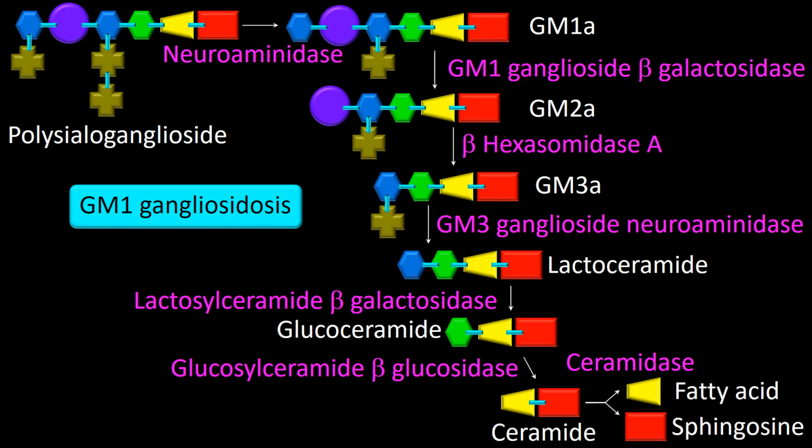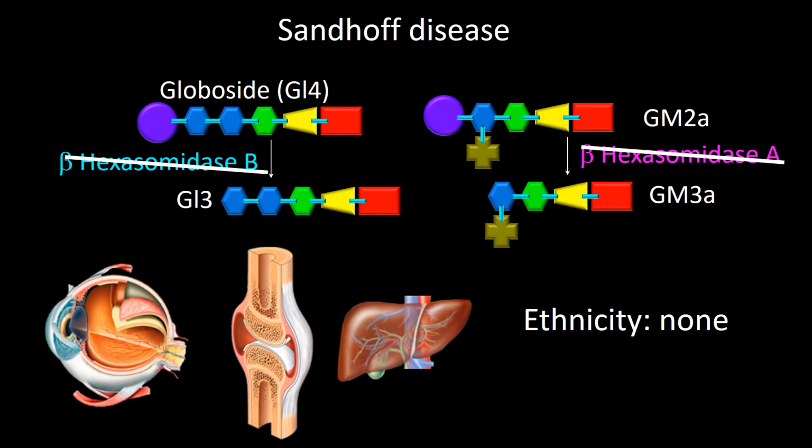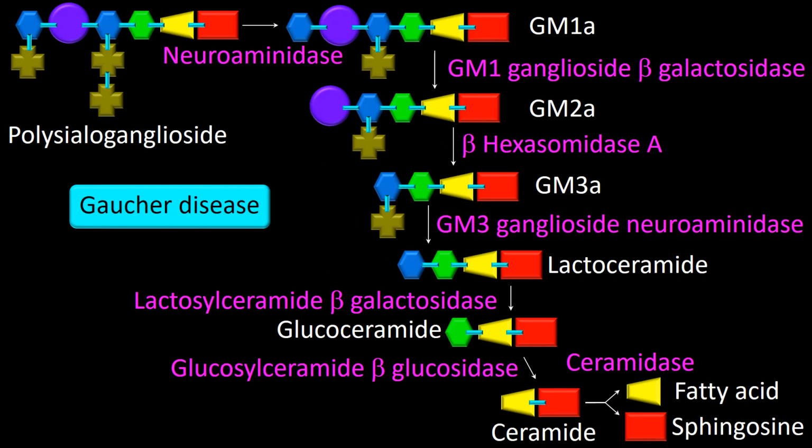One is GM1 gangliosidosis. As you know, GM1 gangliosidosis is due to GM1 ganglioside beta-galactosidase deficiency. The second condition is Tay-Sachs disease. Tay-Sachs disease is due to beta-hexosaminidase A deficiency. The third condition, Sandhoff disease. In this condition, beta-hexosaminidase A and B are affected. The fourth one is new, Gaucher's disease. The enzyme affected is glucosylceramide beta-glucosidase, as indicated here.